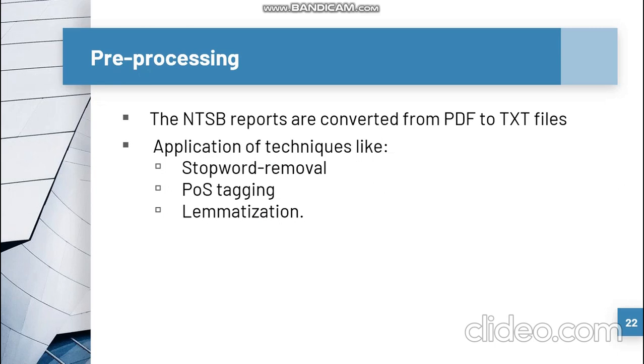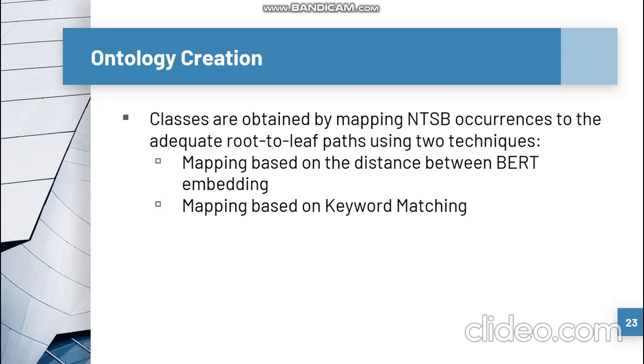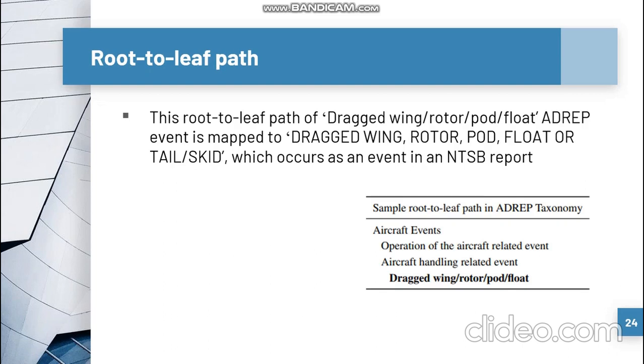Pre-processing was done on the NTSB reports. First, these reports were converted into text files, and different pre-processing techniques were performed, like stop word removal, POS tagging, and lemmatization. In lemmatization, the root word of any word is found, like if we consider the words change, changing, and changes, their root word is the lemma. In ontology creation, the root to leaf path is created using two techniques: mapping based on distance between word embeddings and mapping based on keyword matching.